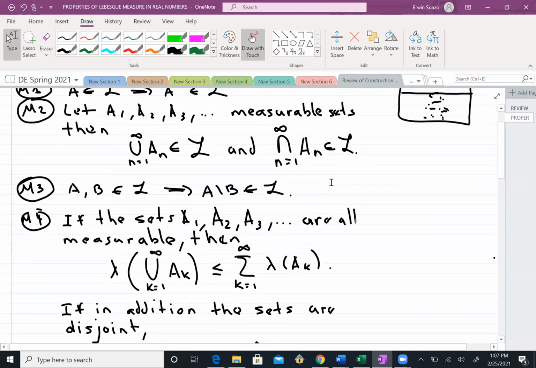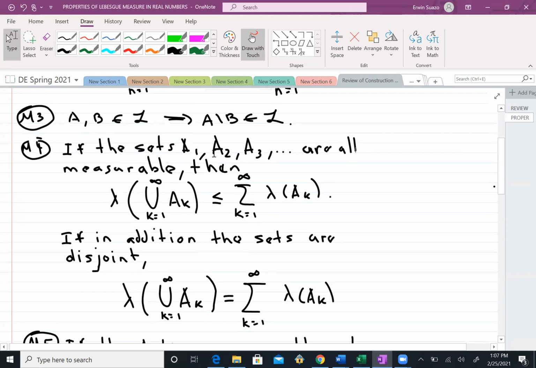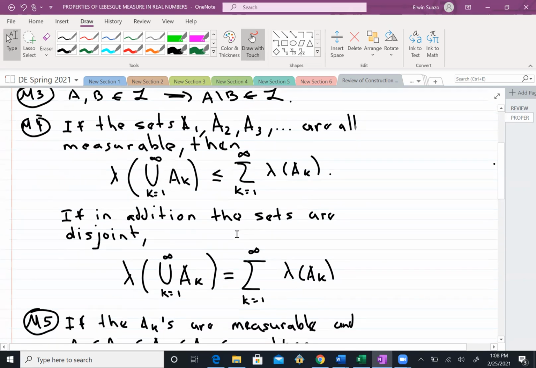But the homework was pretty Lebesgue measurable. But this is important. If A and B are Lebesgue measurable, the difference is going to be Lebesgue measurable. Now, if you have a countable union of Lebesgue measurable sets, then this inequality always holds. And this is very useful.